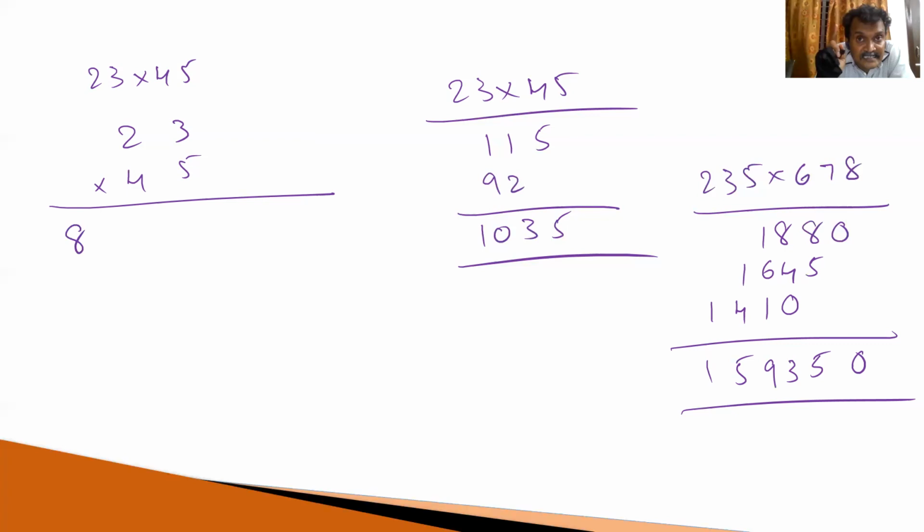When will you get the tens digit? That is tens digit into ones digit. So 2 times 5, that is equal to 10. And this is the tens digit, right? Plus 4 times 3. Why? Because 2 is in the tens place and 3 is in the unit place. So tens place into unit place, you will get the tens place, right? 2 times 5 plus 4 times 3.